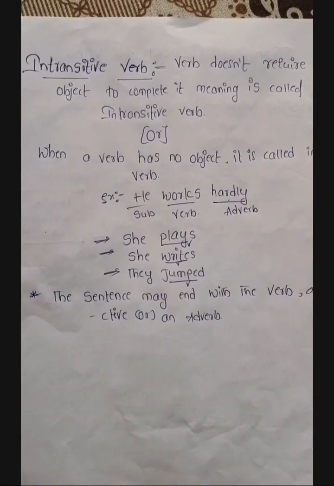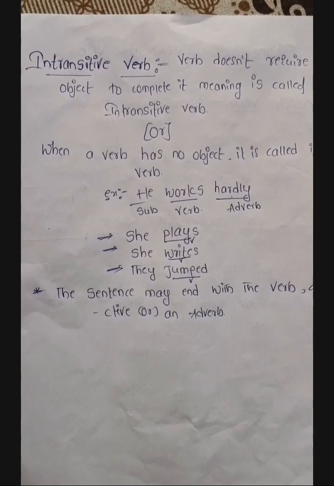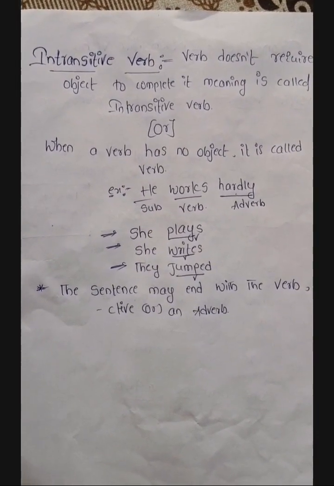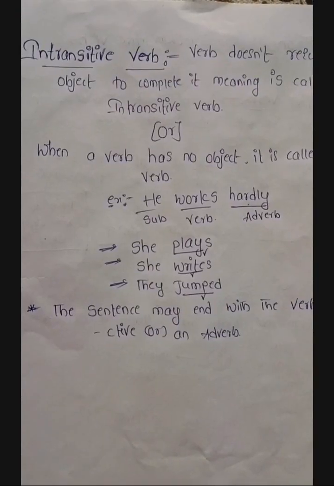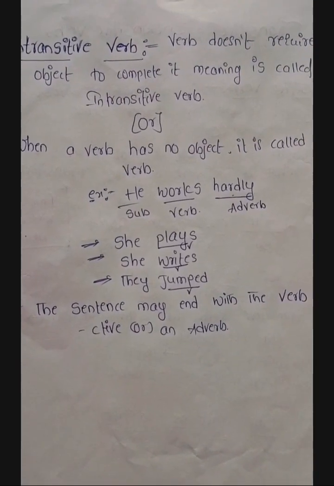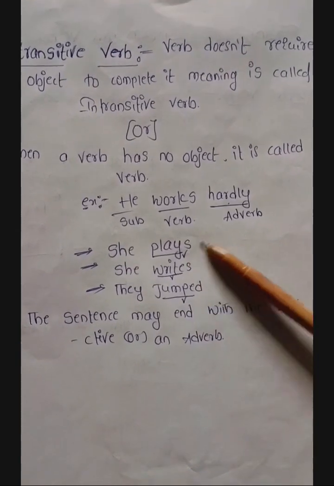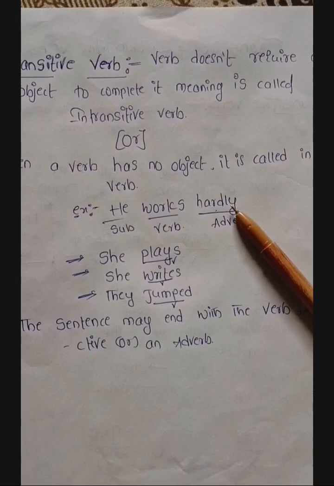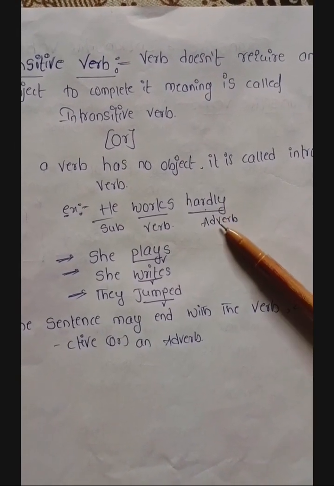The second type of verb is the intransitive verb. An intransitive verb is a verb that doesn't require any object to complete its meaning. If a verb has no object, it is an intransitive verb. For example, he works hard. He works hard. In this example, there is no object. Here, hard is there, but it is an adverb.